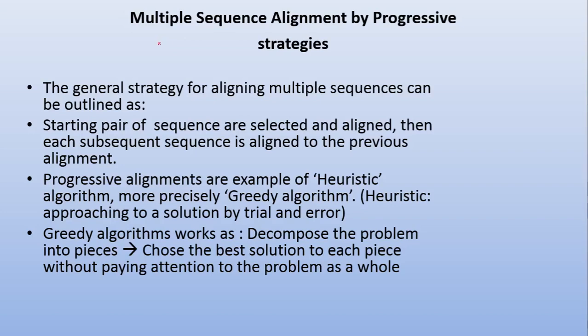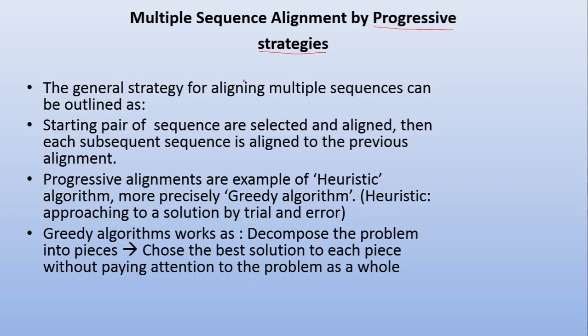It is said that multiple sequence alignment is usually conducted using a procedure called the progressive strategy. Most common and most popular multiple sequence alignment algorithms are based on these progressive strategies. We say that these algorithms follow the progressive strategies to align those sequences. So now, let us talk a little bit about this progressive strategy.